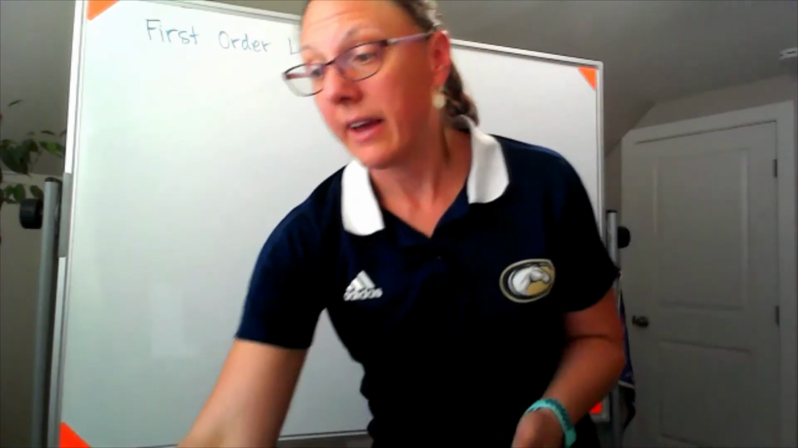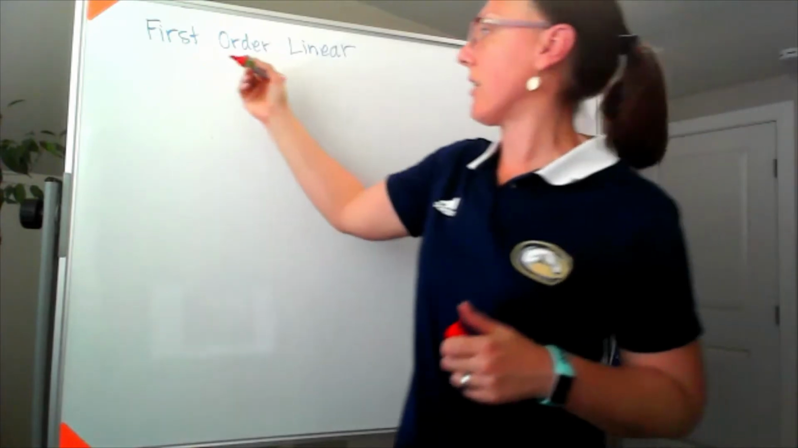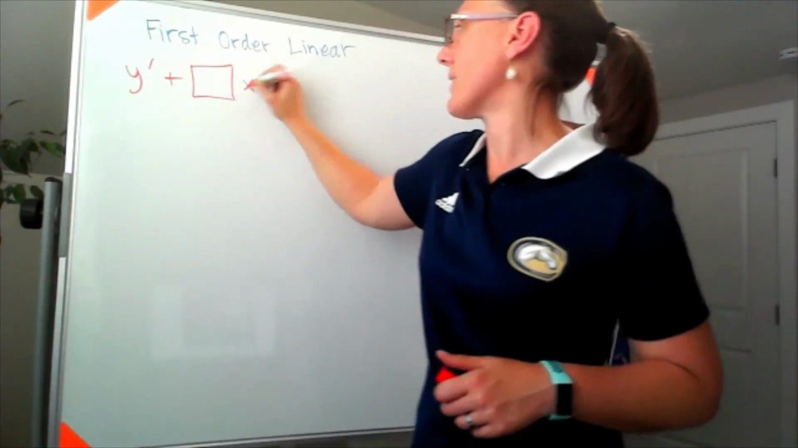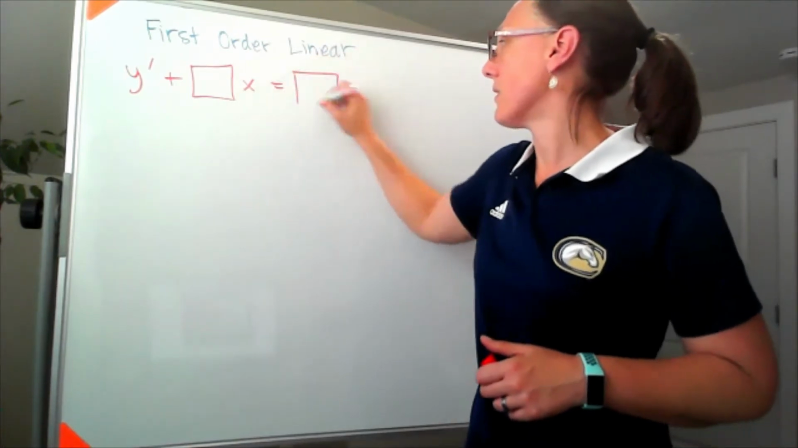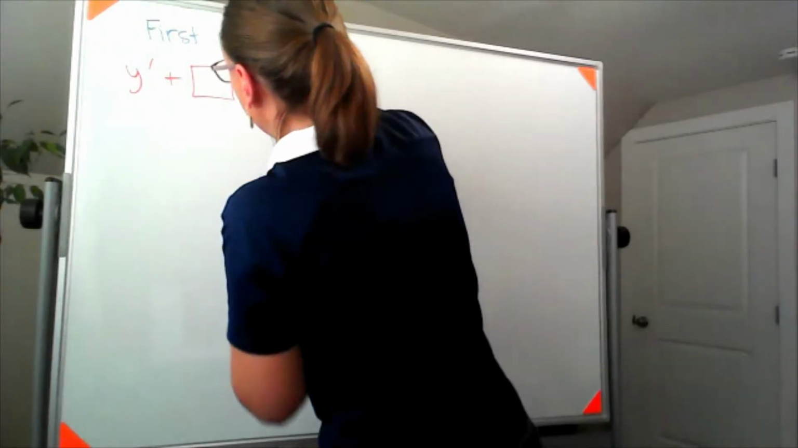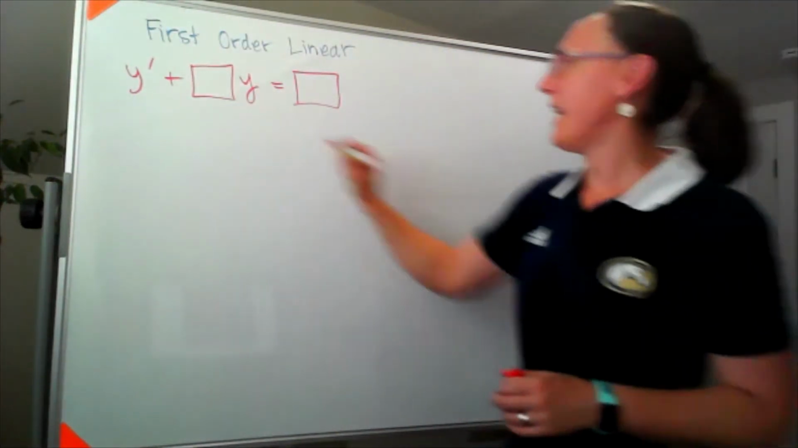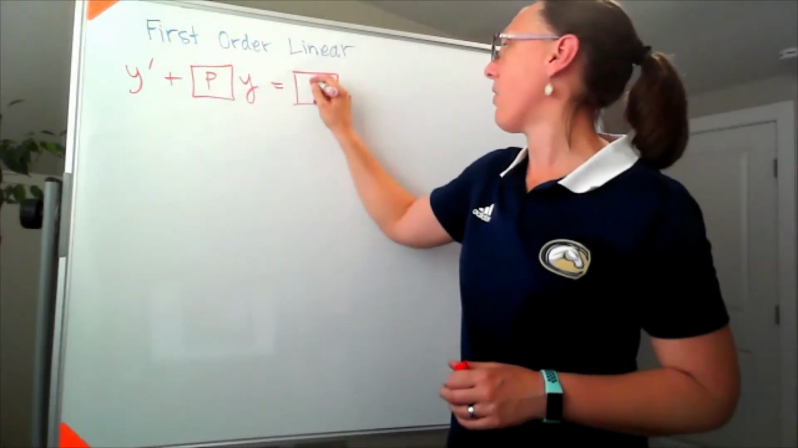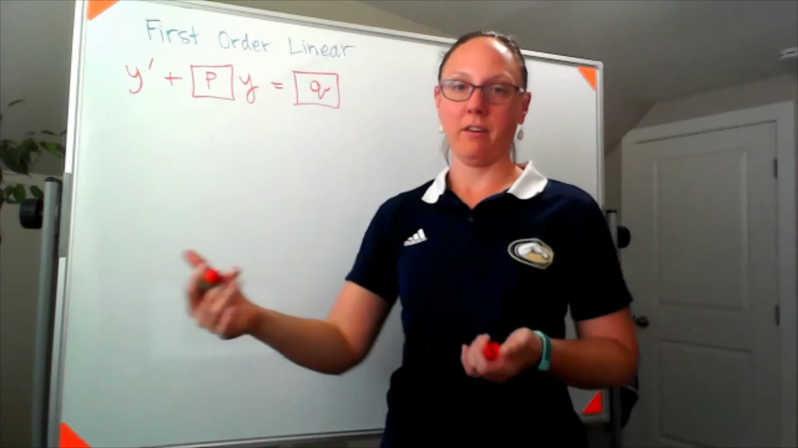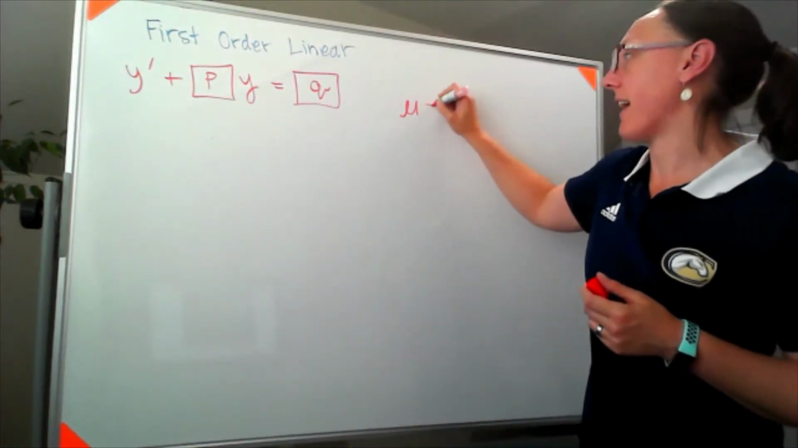So again, when we're talking about classifying, I know that it's first order linear if I can write it as y prime plus something times y equals something. And if I call that p and I call that q, then our general method for solving a first order linear is to find an integrating factor.